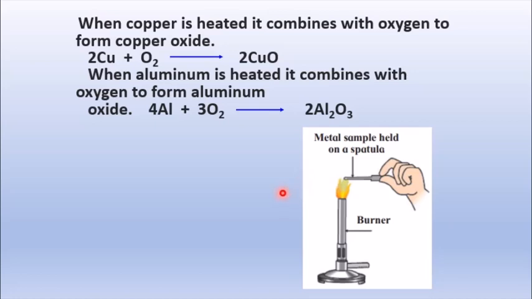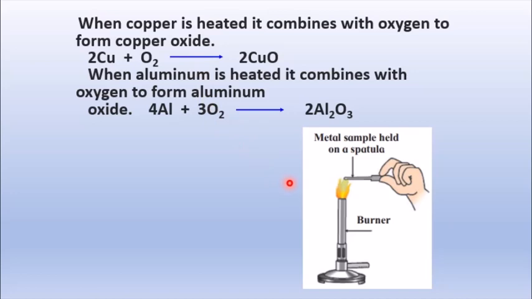So what is happening is that the sample which we have taken is heated, and it is heated in the presence of oxygen. We know that oxygen is present in the air. So when copper is heated, it combines with oxygen and forms what? Copper oxide. So we have taken copper. When you heat copper, it combines with oxygen and copper oxide is formed.